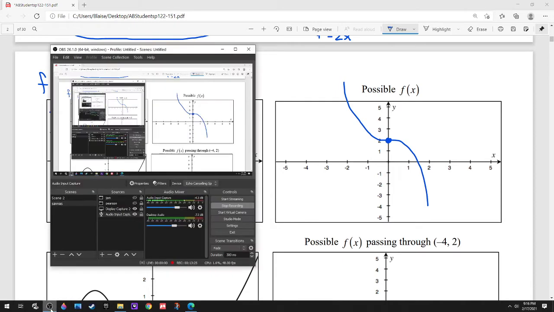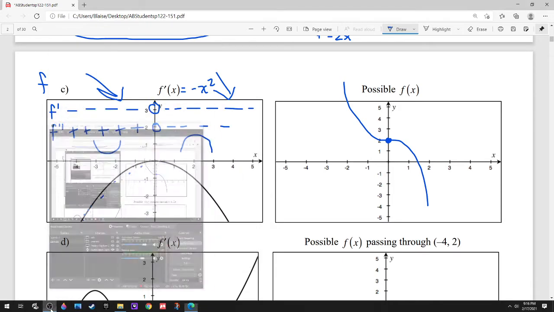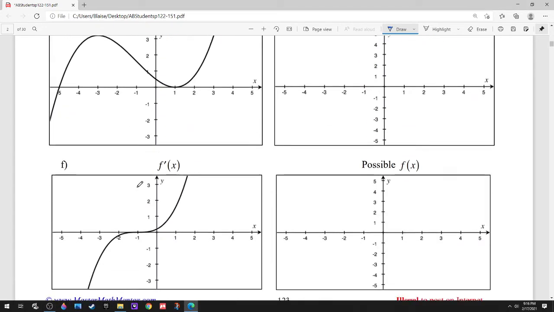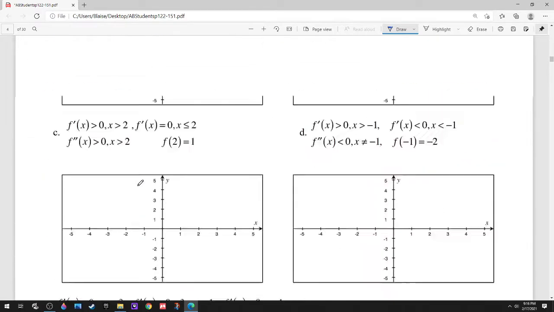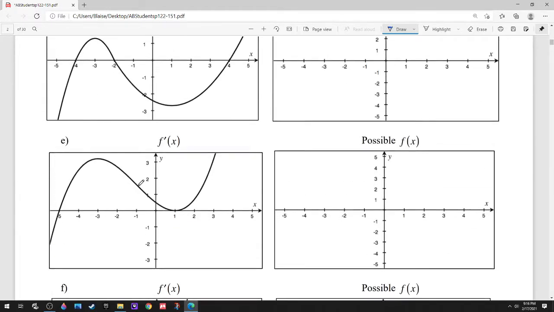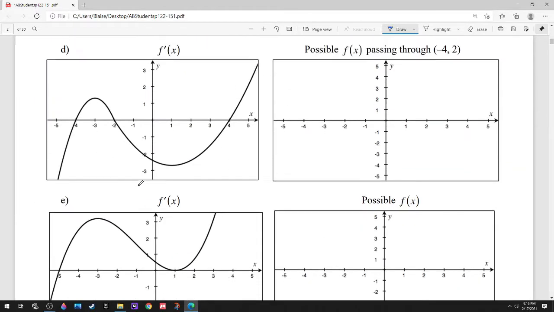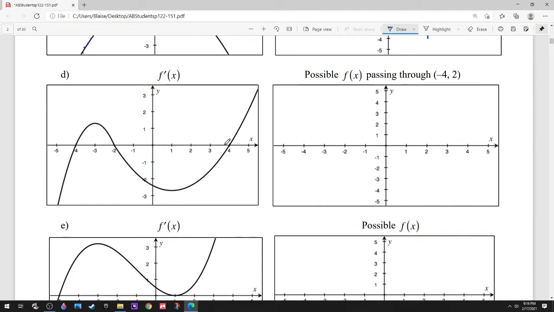How am I doing on time? 15 minutes. Okay. Because I want to cut this up into 2 parts maybe. Yes, maybe we'll stop after this page for this part.